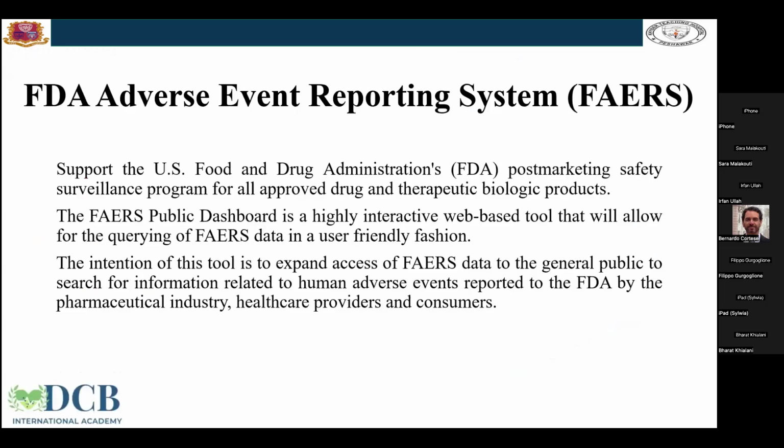This is one of the databases: the FDA Adverse Event Reporting System, FAERS. FAERS is a database of the FDA. It shows that after a phase 3 randomized controlled trial, when a drug goes into the market, it is used for post-marketing safety surveillance. Anyone who wants to explore this database for the safety and surveillance of any drug can explore it, and it is free of cost.